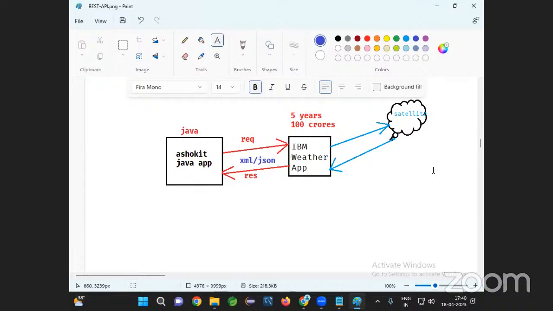I know what JSON is. They know what JSON is. We will communicate with each other. That is called B2B communication. In real time, 95% of the projects are running like this. They are distributed applications with interoperability.